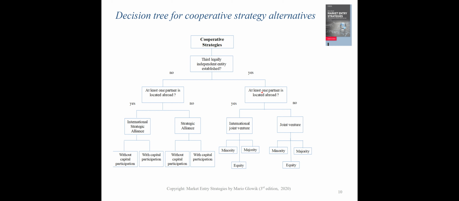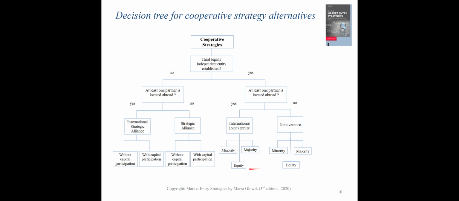The next question is then, is at least one partner located abroad? If the answer is no, then we talk about a domestic joint venture. If the answer is yes, then we talk about an international joint venture. And in both cases, joint ventures always come along with equity, with money, with financial investment, which is not necessarily the case for strategic alliances. And that's why we distinguish international or national joint ventures in between minority, equity, and majority joint ventures.